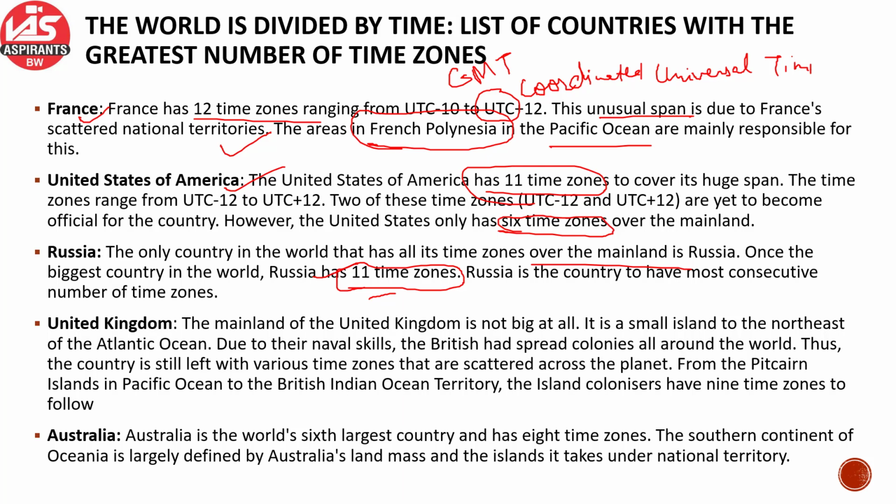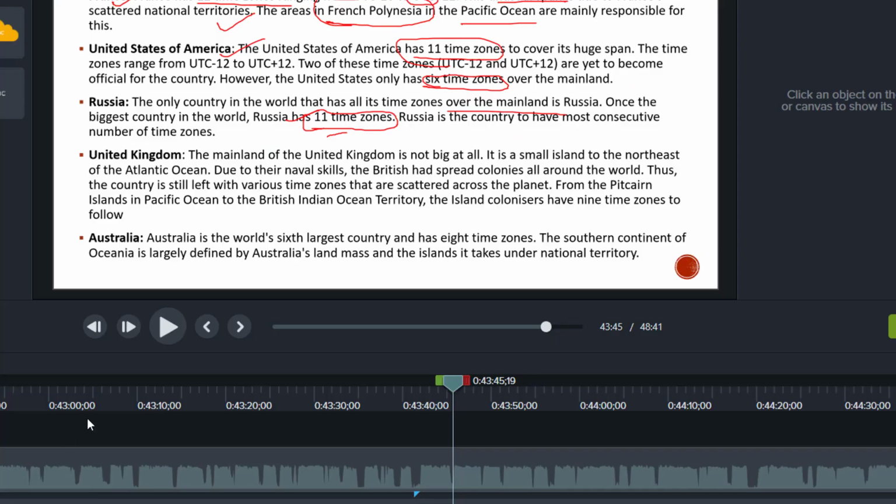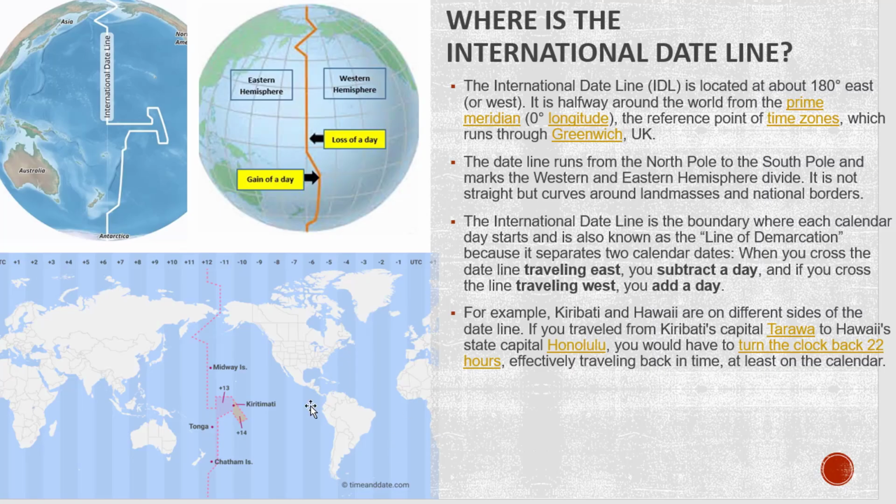Let's move forward. Now the international date line. So we talked about the 180 degree east and the 180 degree west line. I told you to imagine that the 180 degree east and west line would be the same line. So this line is basically the international date line. You can see here, it is located at about 180 degree east or west. Why are we saying about? Because the international date line is not a straight longitude.